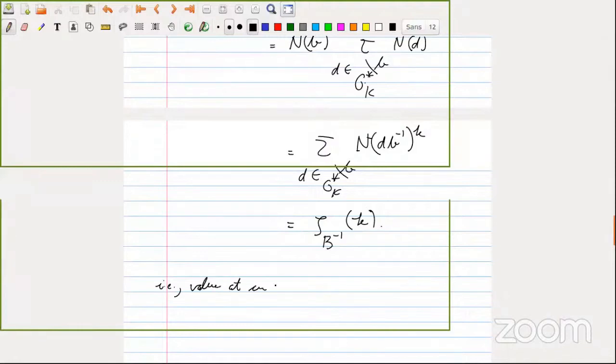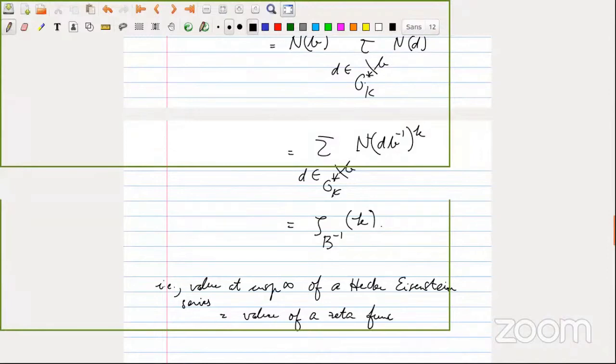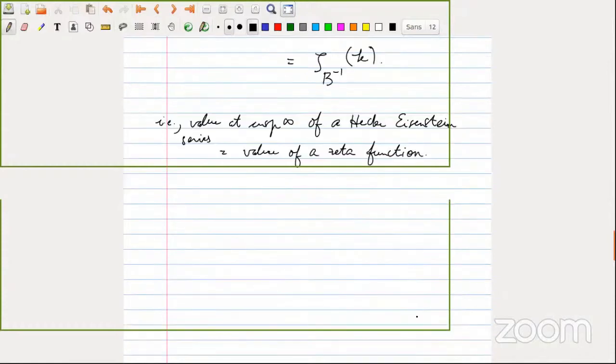That is, the value at cusp infinity of a Hecke Eisenstein series is equal to the value of a zeta function. So it reflects the situation which we saw in the case of elliptic modular forms.